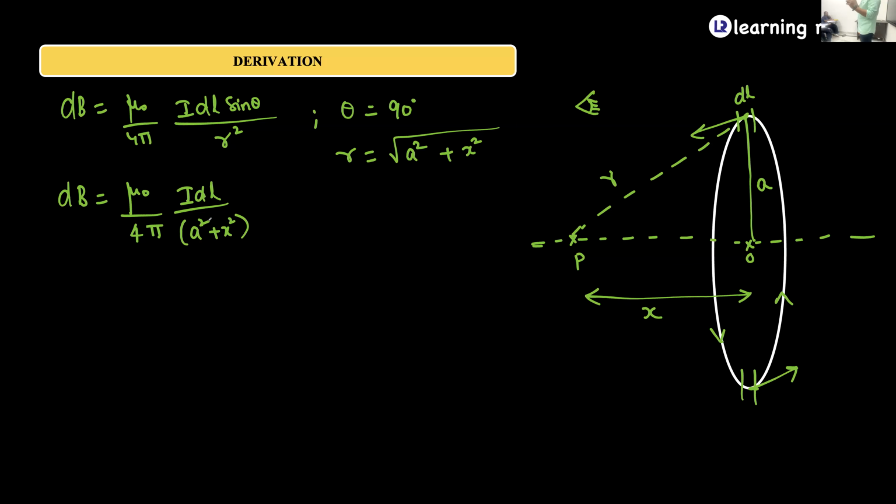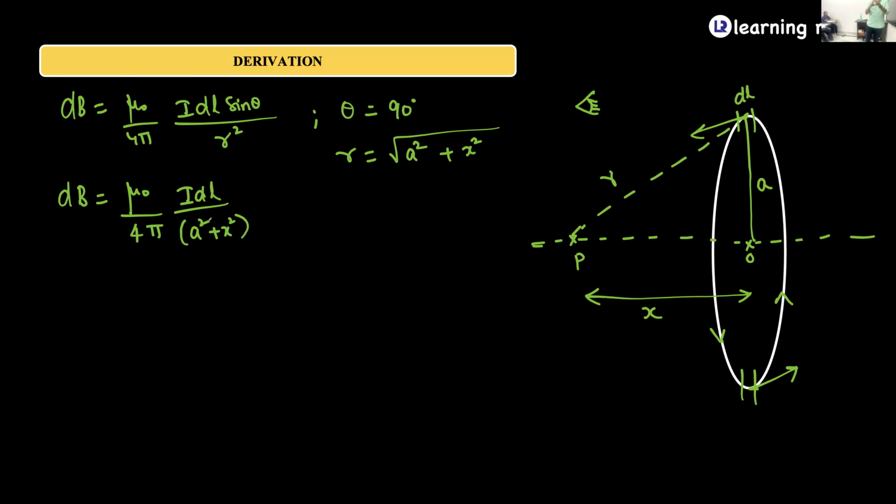Okay. So another point to be remembered is whenever you are doing the cross product between two vectors, the resultant will always be perpendicular to both the vectors for which you are doing the cross product. Here, what are the two vectors? Ideal vector and R vector. So dB vector should be perpendicular to both ideal vector and R vector. Okay. So how is it going to be is what the question is.